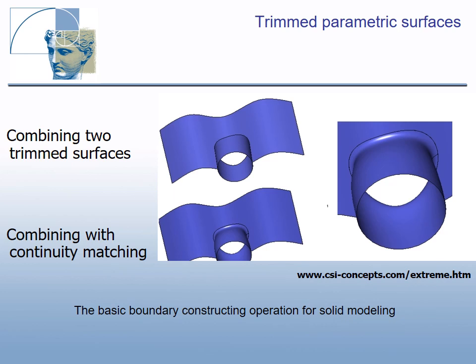This slide illustrates the basic operation of the boundary construction in solid modeling. Two trimmed surfaces are combined with a sharp edge, as in the upper image, or smoothly, as in the lower image, for making a boundary of a solid object.